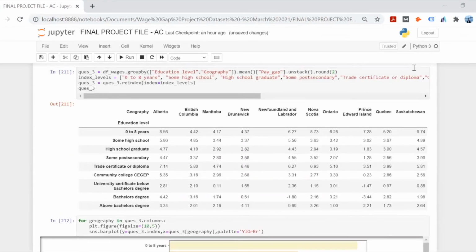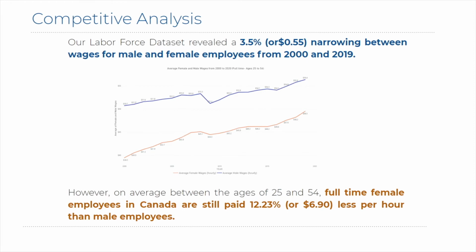Thank you. Hello, I'm Gabriela Friere, and I will talk about the competitive analysis from our dataset and the cost-benefit analysis. Analyzing the data from 1999 to 2019, we can see that overall, there is a narrowing of 3.5% in the gender wage gap within Canada as a whole.